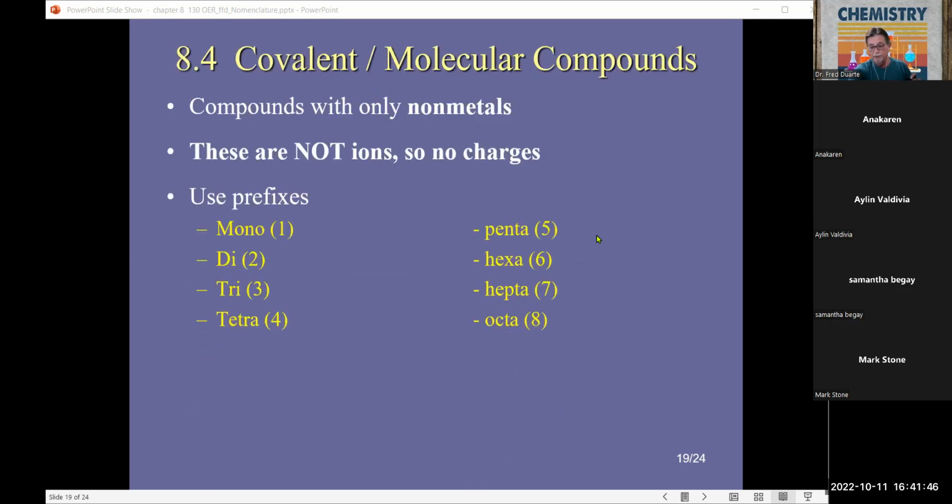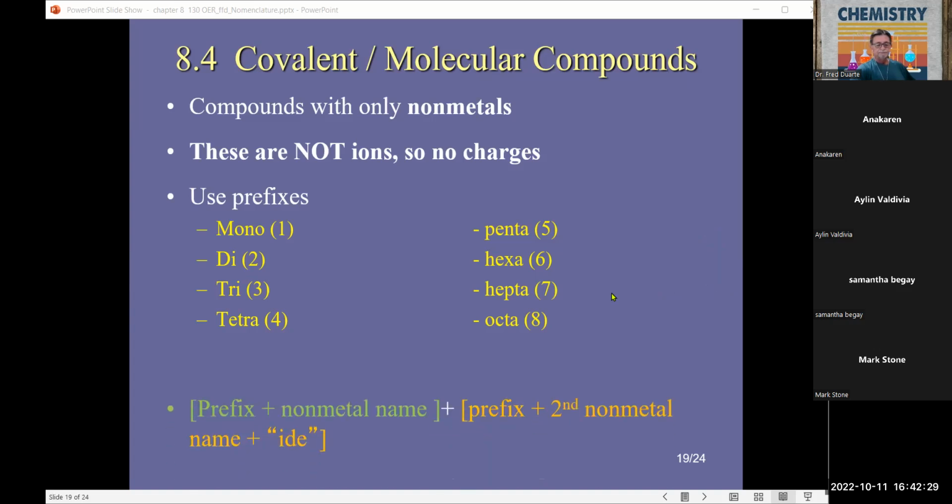Covalent compounds do. We use prefixes. And the prefixes we mainly use are given here. Mono represents 1, di represents 2, tri is 3, tetra is 4, penta is 5, hexa is 6, hepta is 7, octa is 8. You may also see occasionally for 9 nona, N-O-N-A, and that's for 9. And then deca, D-E-C-A, for 10. Okay? Those are prefixes that we utilize. So be familiar with the prefixes because we'll be utilizing them.